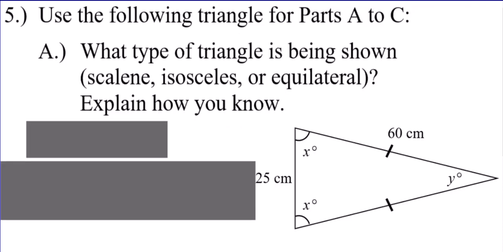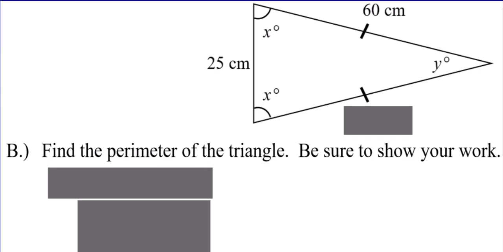Okay, problem number 5 has 3 parts. Part A is to get which type of triangle it is and explain how you know. Part B is to get the perimeter. And in case you forgot what perimeter means, adding the side measures together.